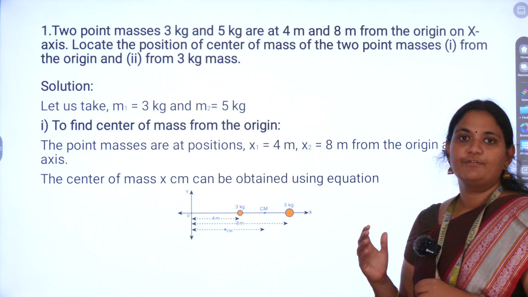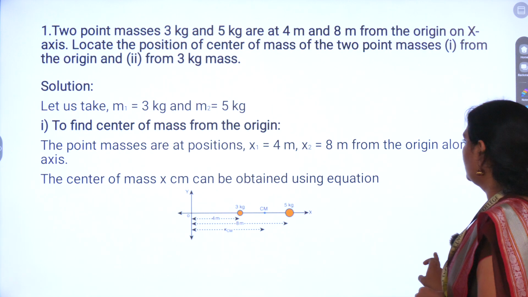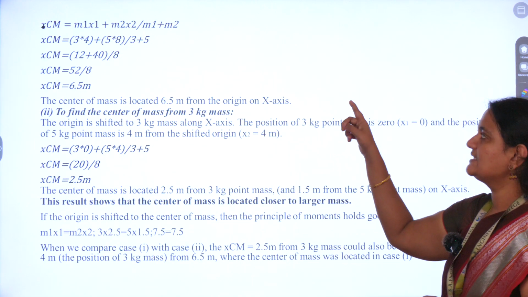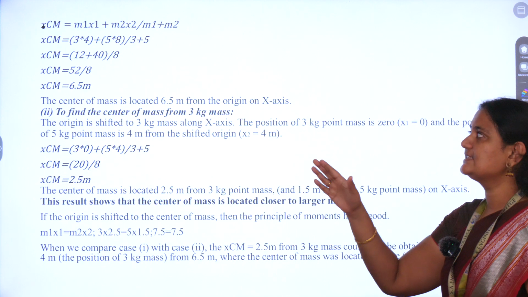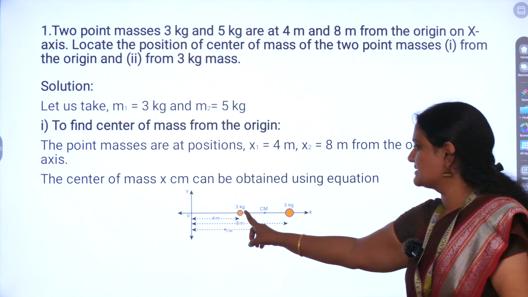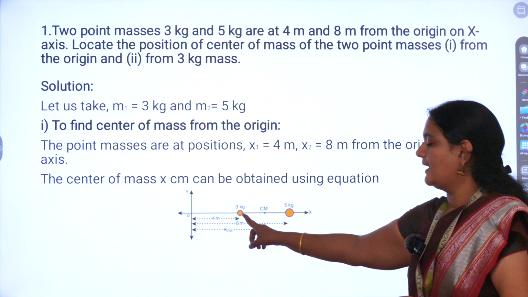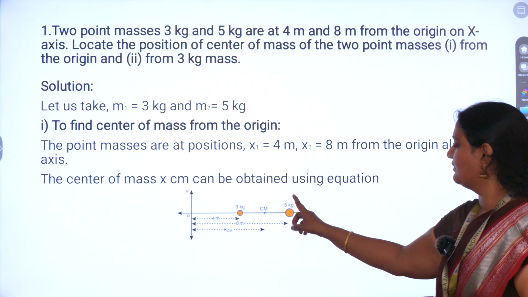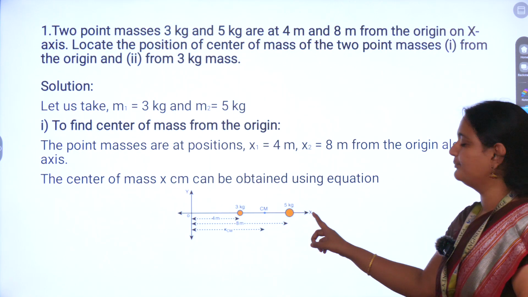The formula for the position of the center of mass is m1x1 plus m2x2 divided by m1 plus m2. What is m1? m1 is the mass of the first object. What is x1? The distance of the first object from the axis. So here the first mass m1 is 3 kg, and the distance x1 is 4 meter. The mass m2 is 5 kg, and the distance from the axis x2 is 8 meter.